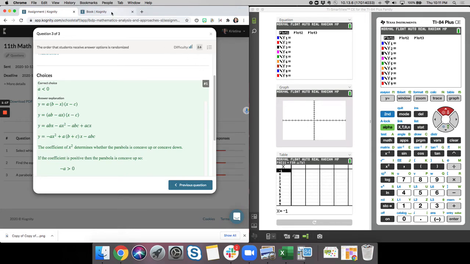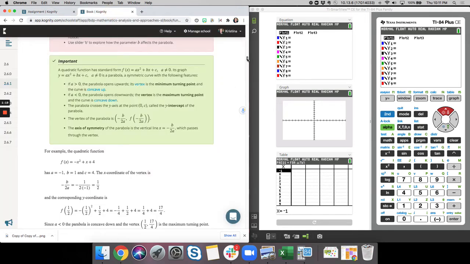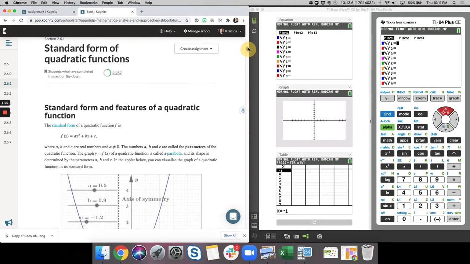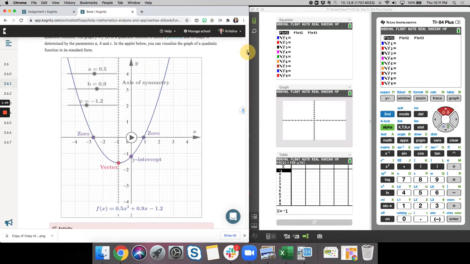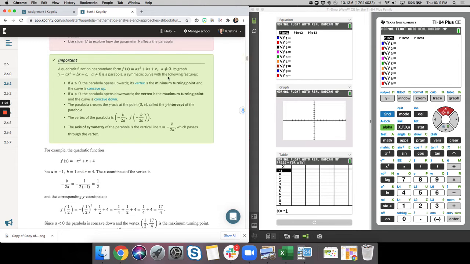So first, I'm going to go back to the book and to the section on standard form. Way back in the very beginning, the book talks about when a parabola would open upwards and be called concave up. And normally when you have a quadratic function in the form ax squared plus bx plus c, just looking at the value of a would tell you whether it was concave up or down right away.